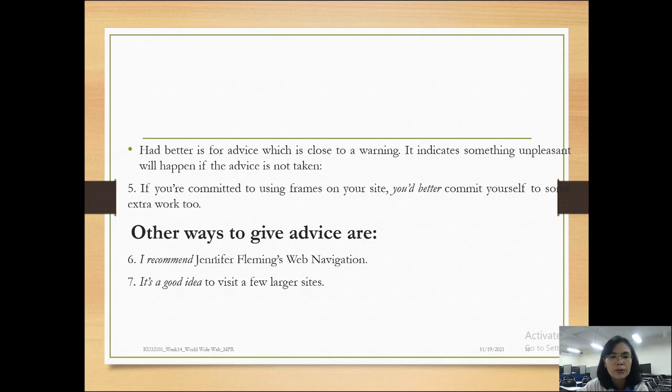Okay, and then the next one, you can use I recommend, or you can also use it is a good idea. Okay, so these are some ways of giving advice, and I think this is something that is not very new, and of course there are many other ways of giving advice, but these are some ways that I mentioned to you.